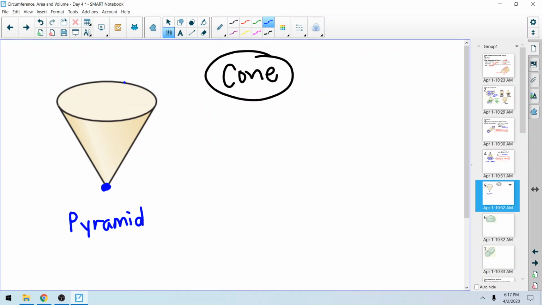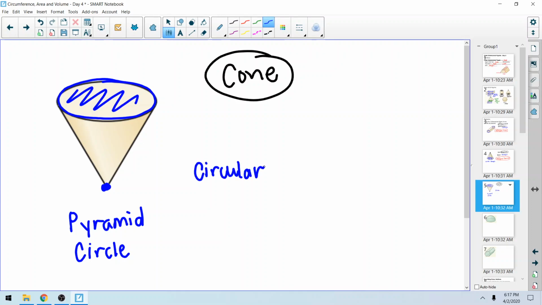Well, then you'd have to look at the base, and the base is down here. Well, the base on a pyramid or a cone is a circle. So this also could be named a circular pyramid. But no one actually calls it that because it has a special name. Just call it a cone.